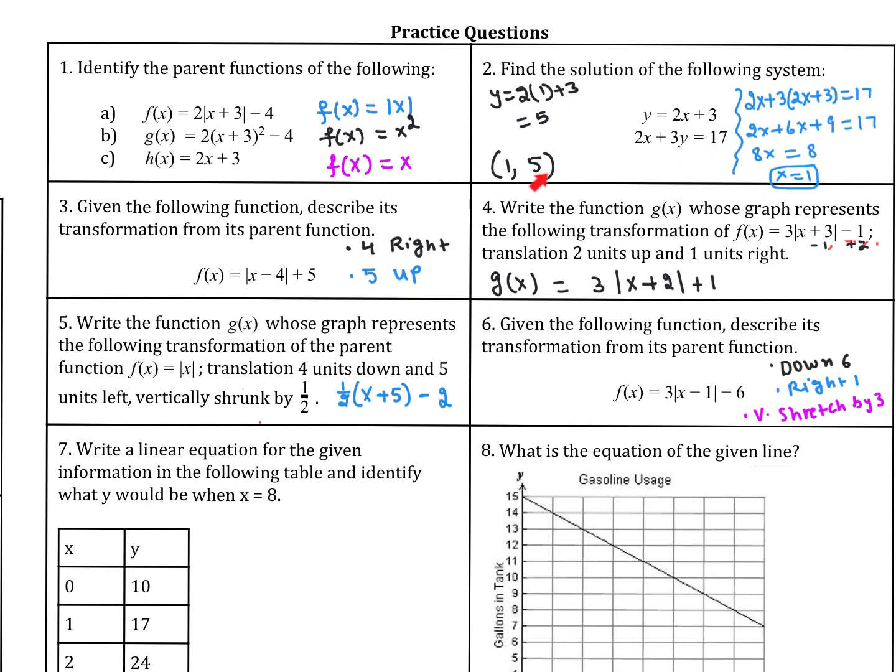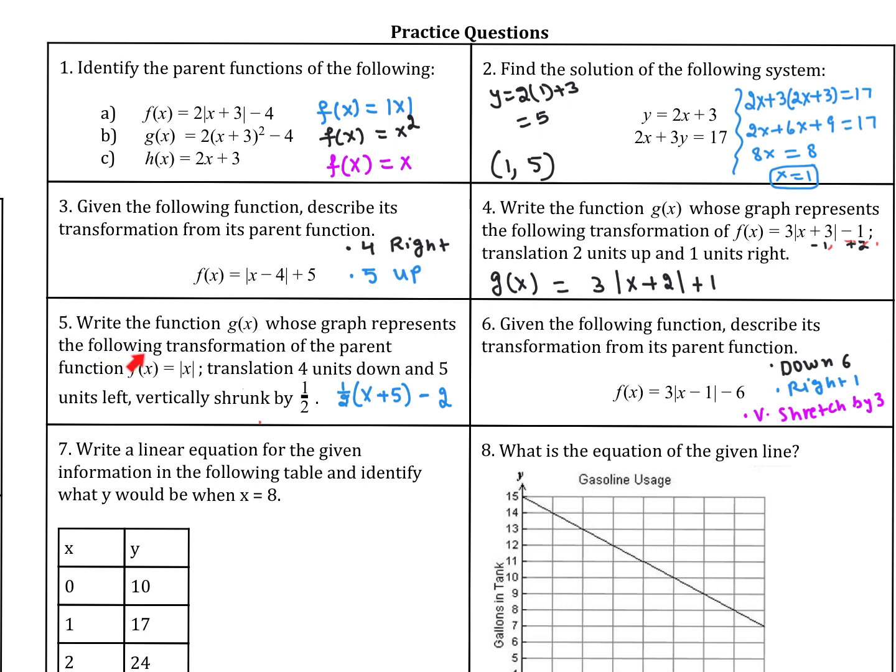I got (1, 5). For number 3, the transformation description of this function is 4 units right and 5 units up. For number 4, you're moving this function by 2 units up, which means +2. 1 unit right means -1. So the function is 3 times (x plus 2) plus 1.